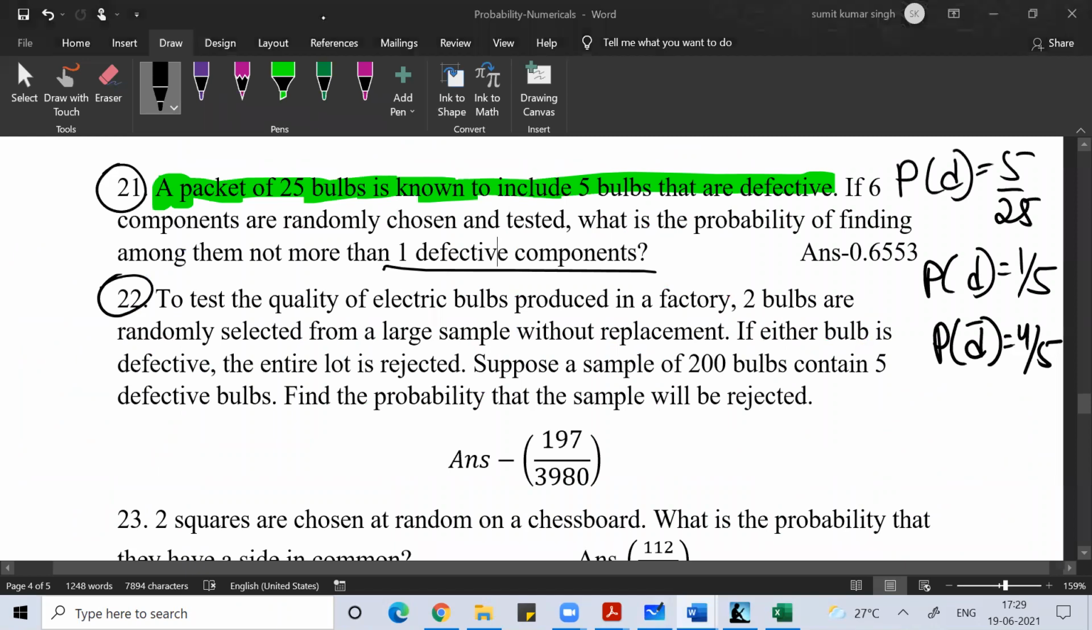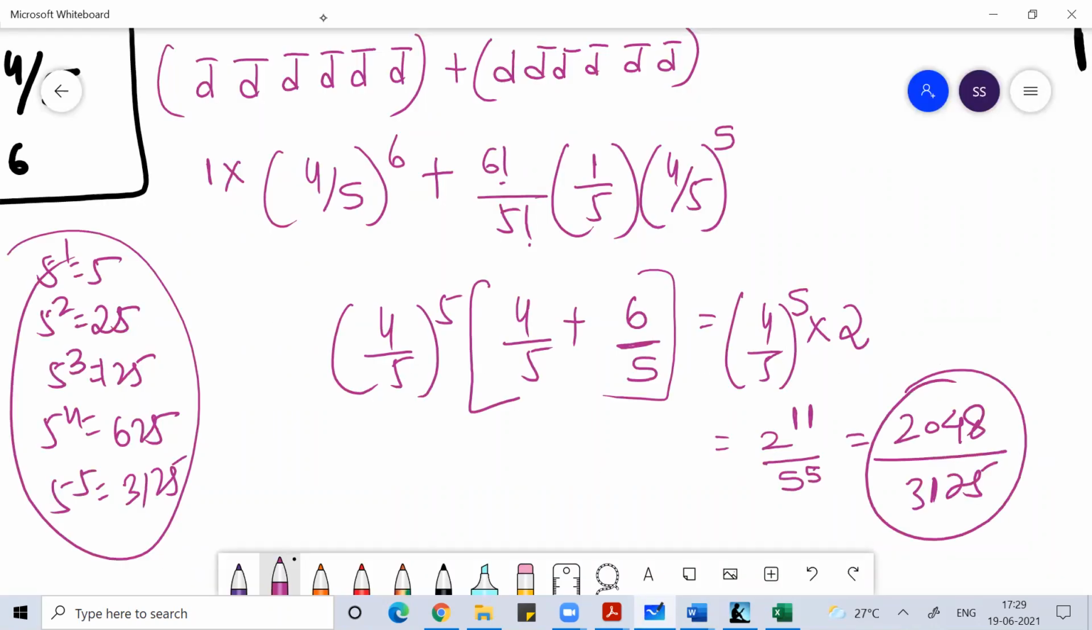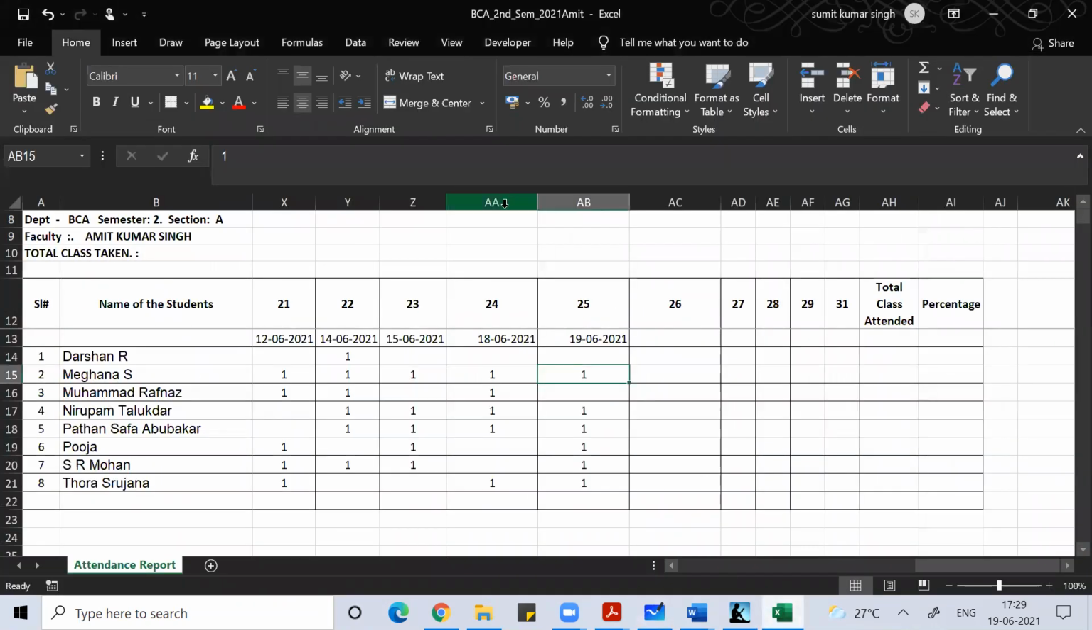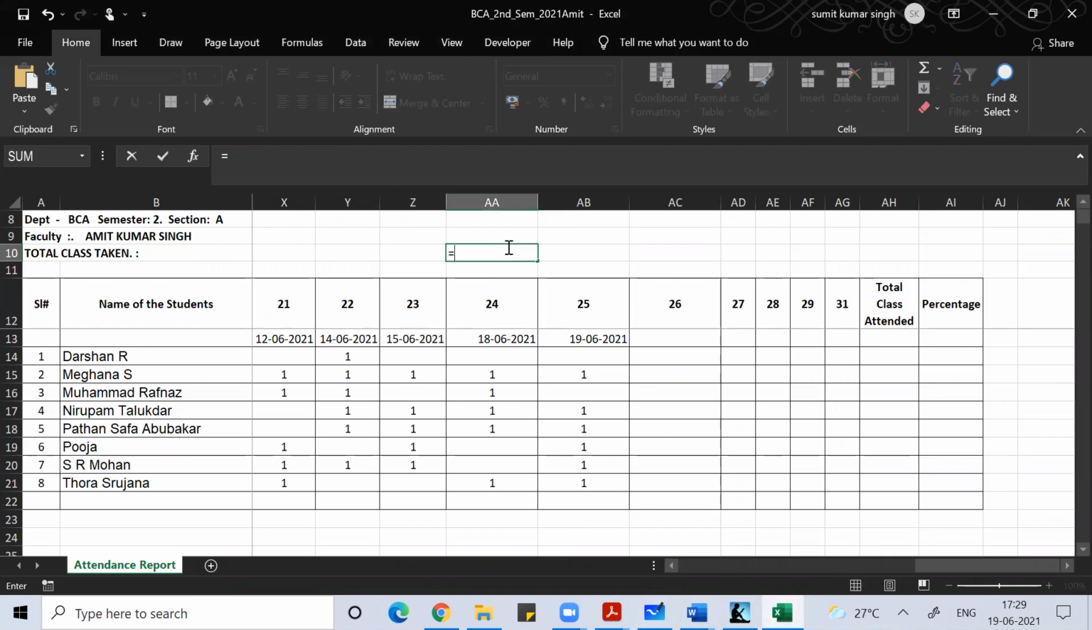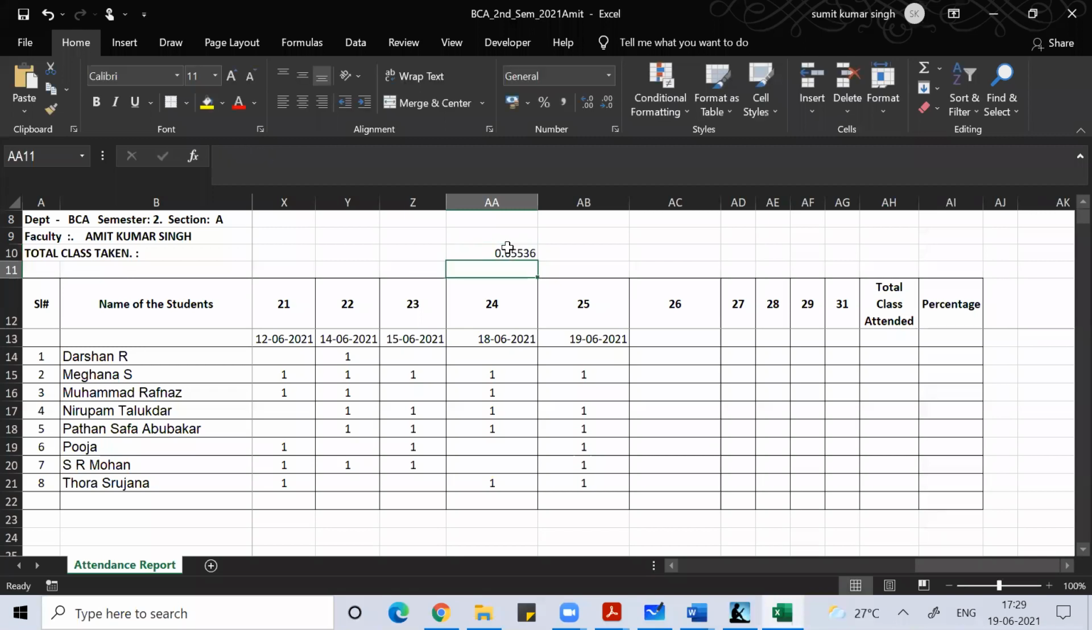Correct. So they have given it in decimal, so I can use a calculator to find this value. 2048 divided by 5 to the power 5 is 0.65536. Clear, everyone?